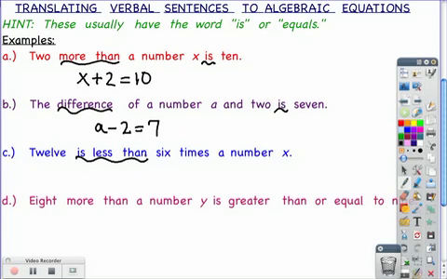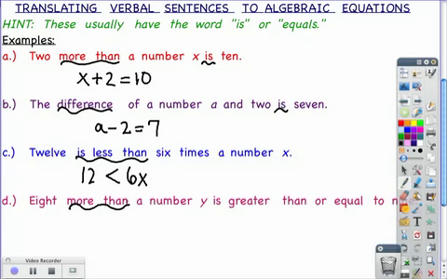In part D, 8 more than a number y is greater than or equal to 9. More than is addition with the change in order, and is greater than or equal to is the inequality symbol. So we've got y plus 8 is greater than or equal to 9.